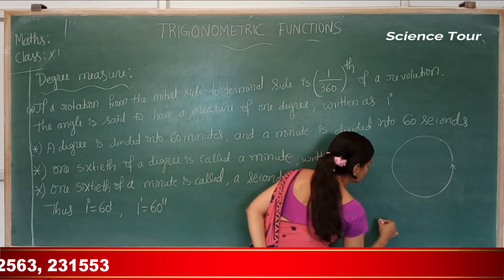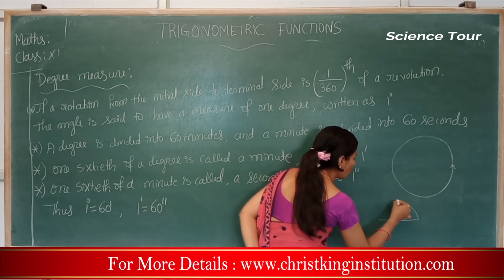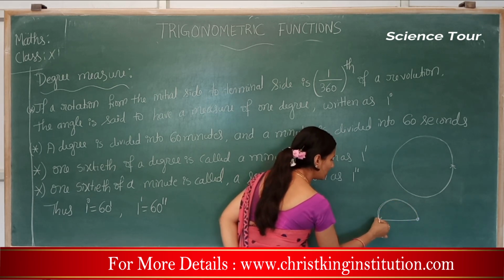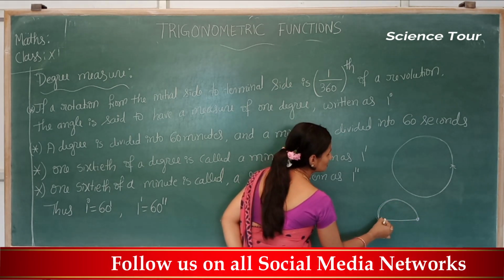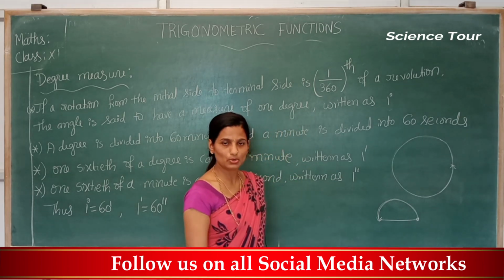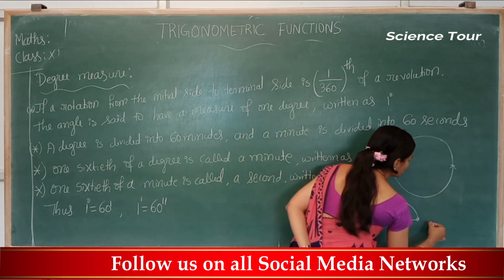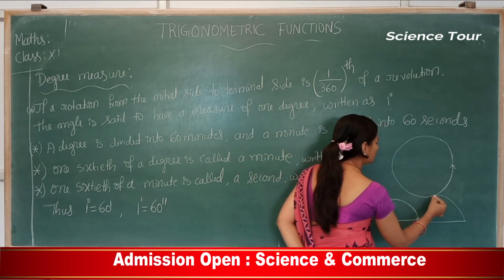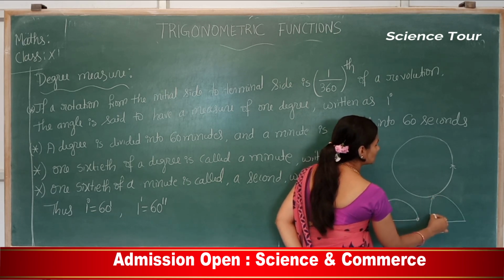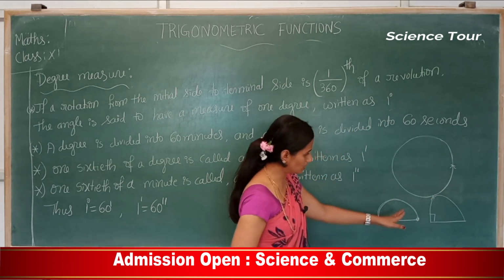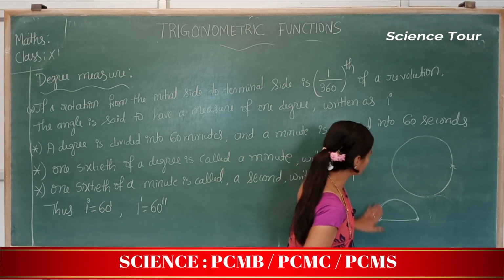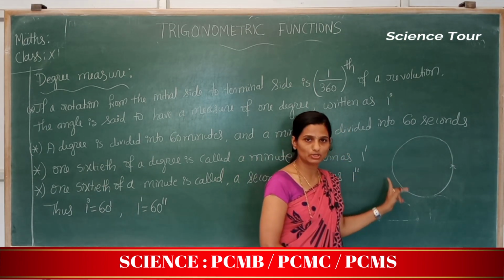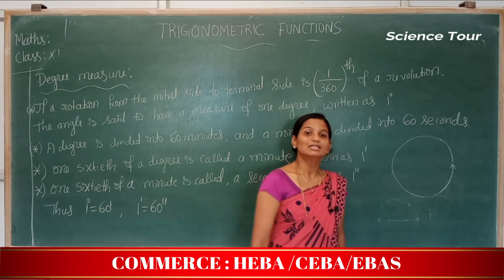Suppose your rotation is only this half, so it starts from here and the rotation is only half, what is this angle? This angle is 180 degree. Suppose your rotation is like this, it is your initial side and your rotation is still only here, that is 90 degree. So 360 degree, 180 degree, understood? One full circle rotation, one full revolution, means it is 360 degree.